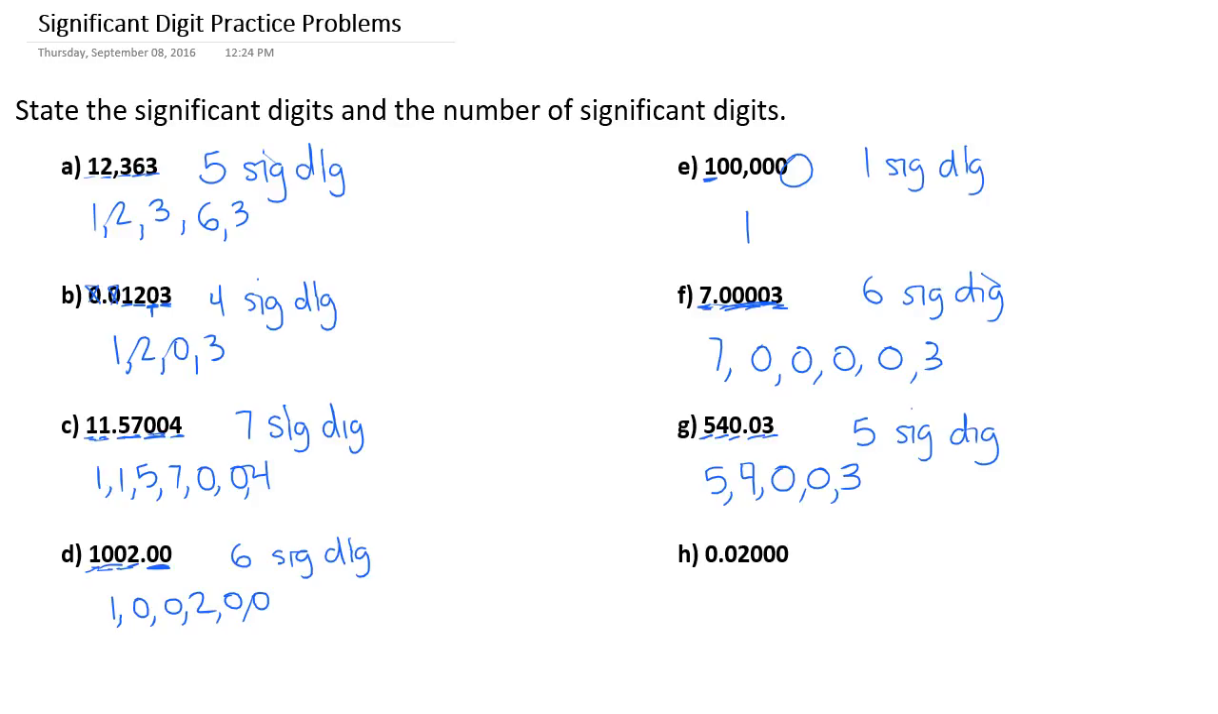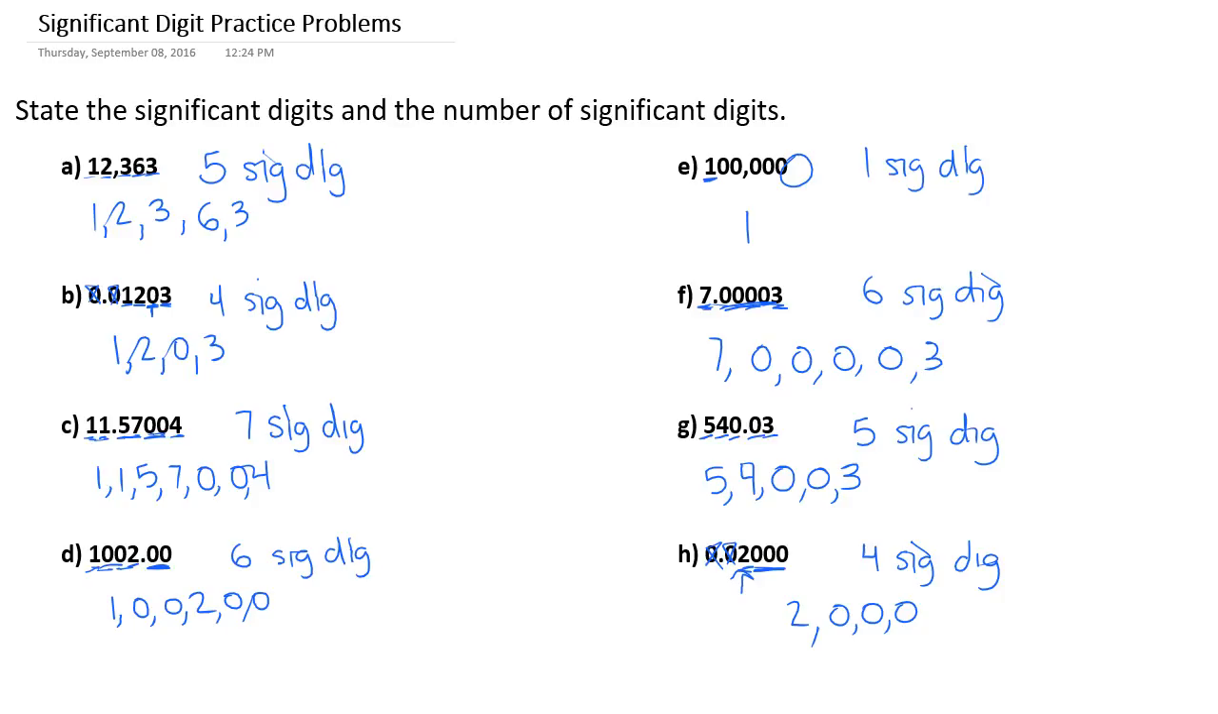And on this last one here, we have this 2 is a non-zero, and then we have these 3 trailing zeros after the decimal. And then our other rule says that these 2 zeros are not significant because they come to the left of our first non-zero. So we have 4 significant digits. And they are 2, 0, 0, 0.